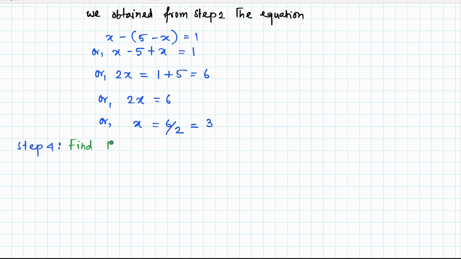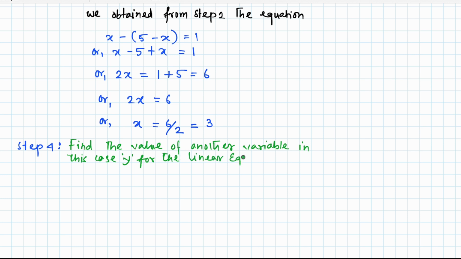So keep in mind the sign when we are transposing, or when we are moving one value from left hand side to right hand side. Now step 4, find the value of another variable in the linear equations. So we have got x now. Now we have to find y.